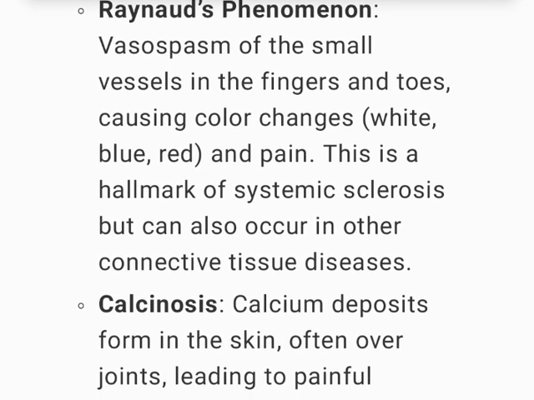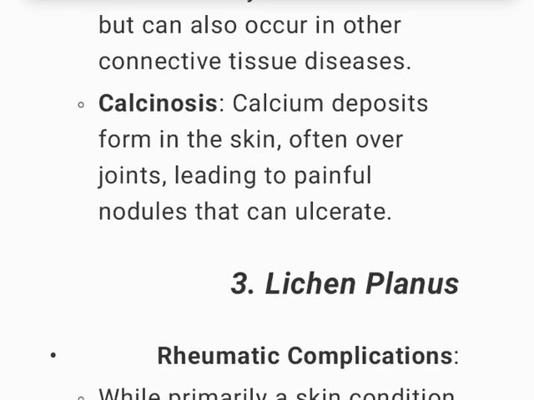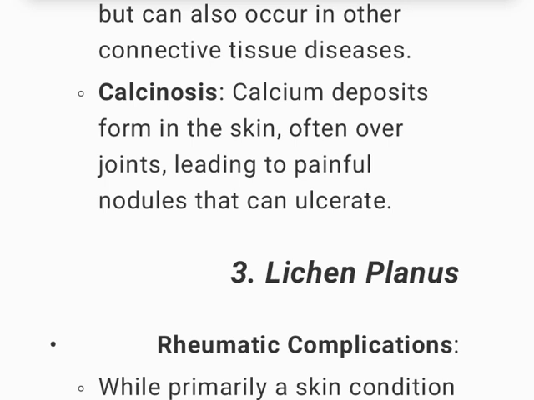Raynaud's phenomenon, vasospasm of the small vessels in the fingers and toes, causing color changes, white, blue, red, and pain. This is a hallmark of systemic sclerosis, but can also occur in other connective tissue diseases. Calcinosis. Calcium deposits form in the skin, often over joints, leading to painful nodules that can ulcerate.